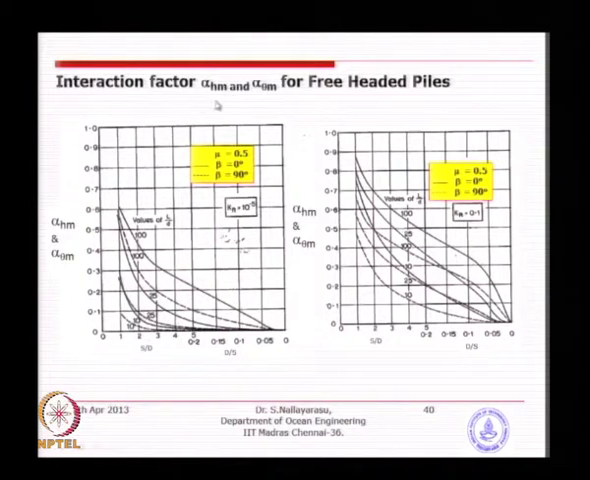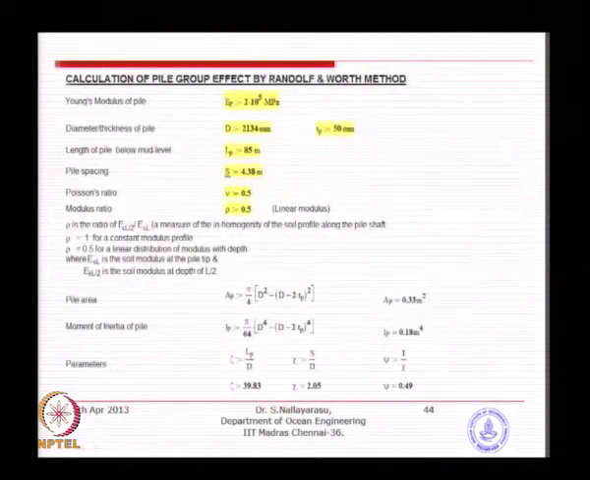This is for rotation anyway, which is not going to be very much useful. A typical example is given here, basically from Randolph and Worth for axial and lateral capacity. Similar to whatever we have explained, I have given an example.